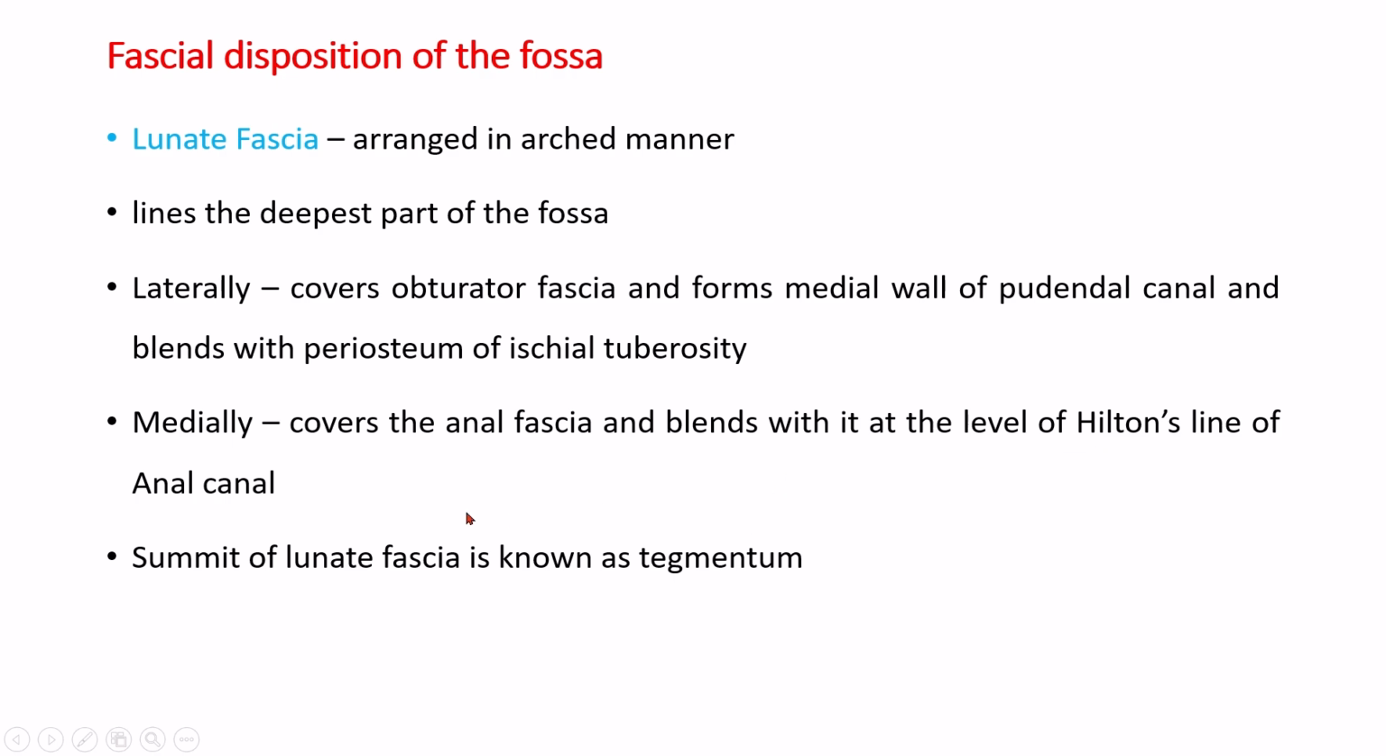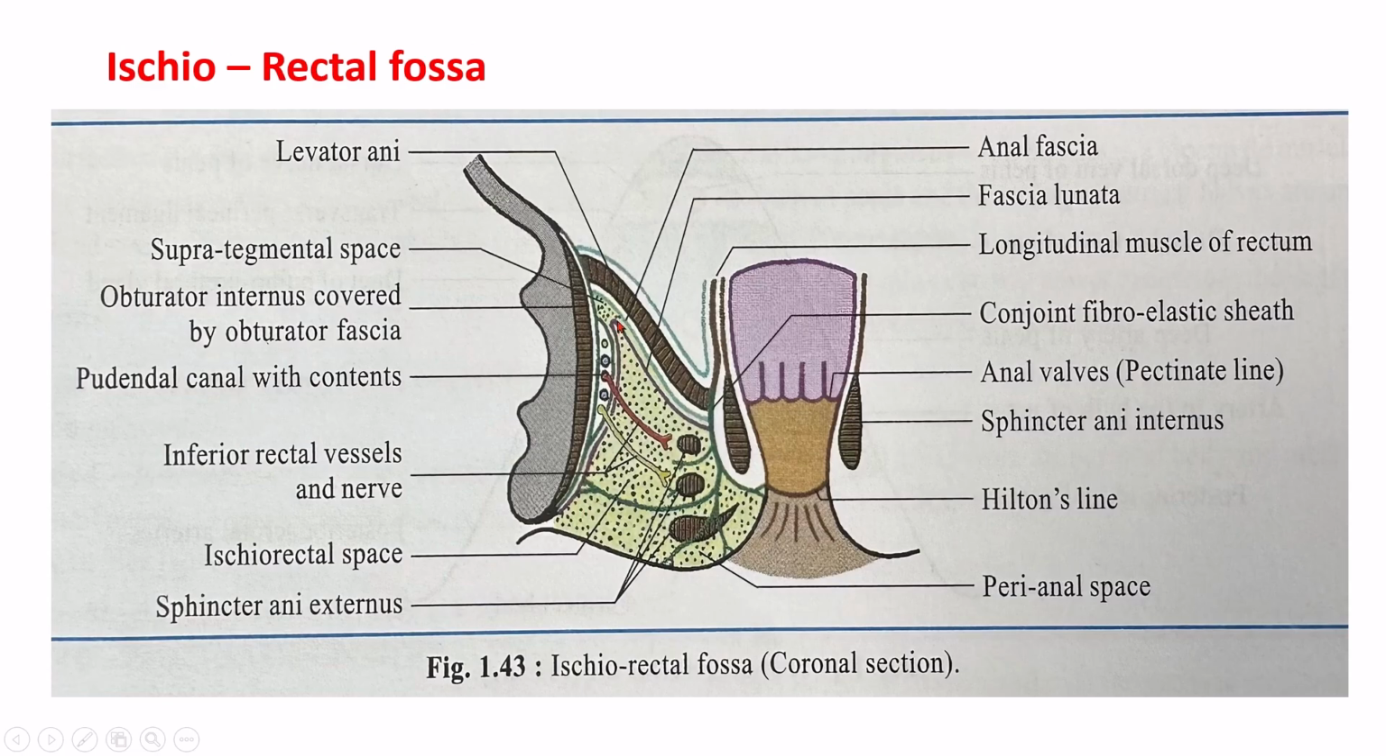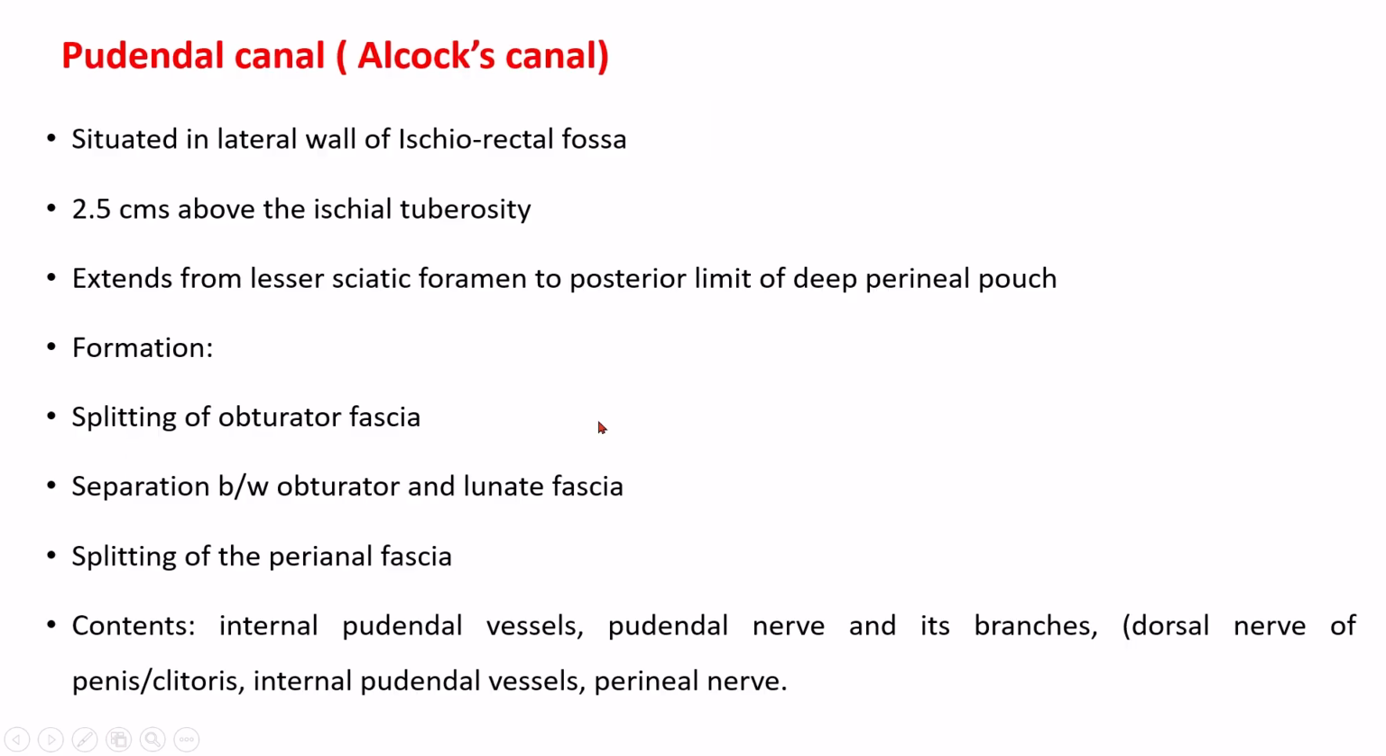We will understand Hilton's line and the pectinate line when we study the anal canal in detail. The summit of the lunate fascia is known as the tegmentum, as I've shown in the earlier diagram. You can see here, this is the lunate fascia. Laterally, it is covering the obturator fascia, and here you can see it is forming the medial wall of the pudendal canal. The highest part is called the tegmentum.